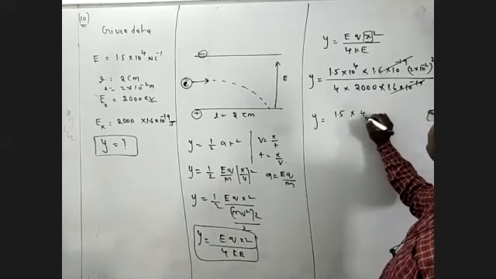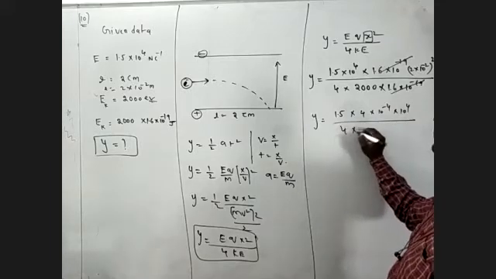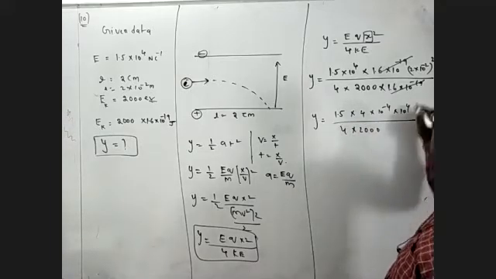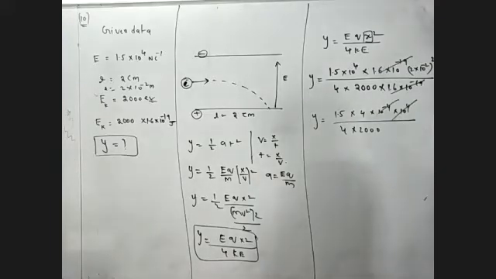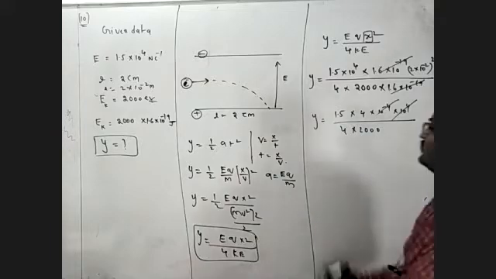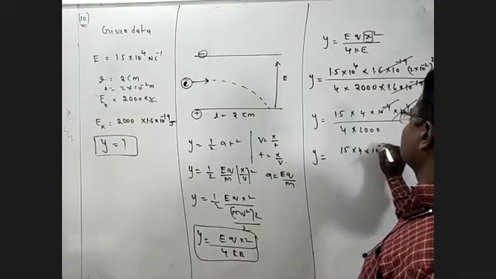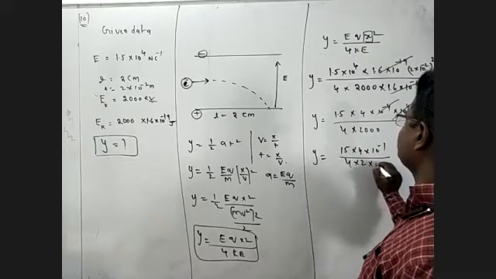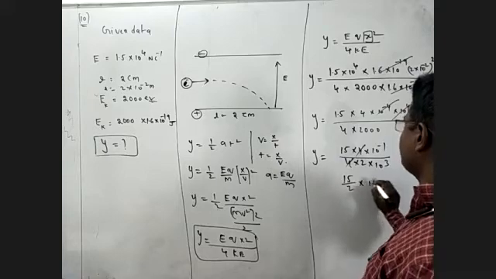Y is equal to 1.5 into 4 into 10 to the power of minus 4 into 10 to the power of 4 by 4 into 2000. The base is the same, so we subtract the powers and get 10 to the power of 0. The value is 1. So 1.5 into 4 into 10 to the power of minus 1 by 4 into 2 into 10 to the power of 3. So the 4 cancels, giving 1.5 by 2 into 10 to the power of minus 1.